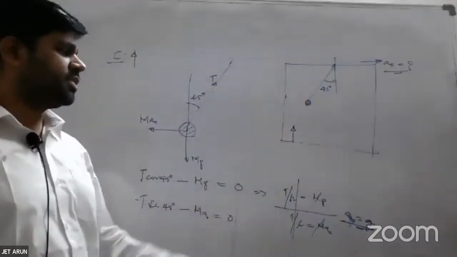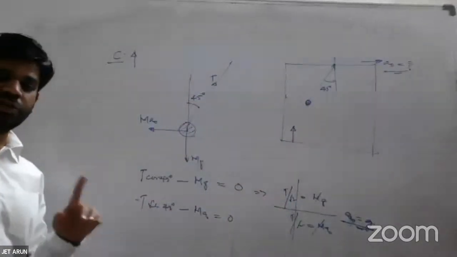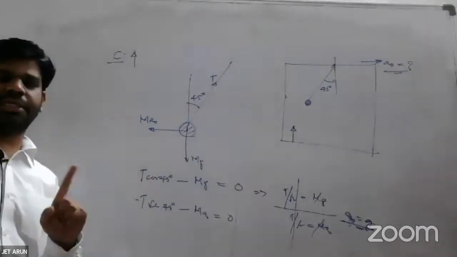In this case, it's 45. When a is equal to g, it's 45. I did not use the formula tan inverse a by g. It's confusing. It's misleading sometimes.